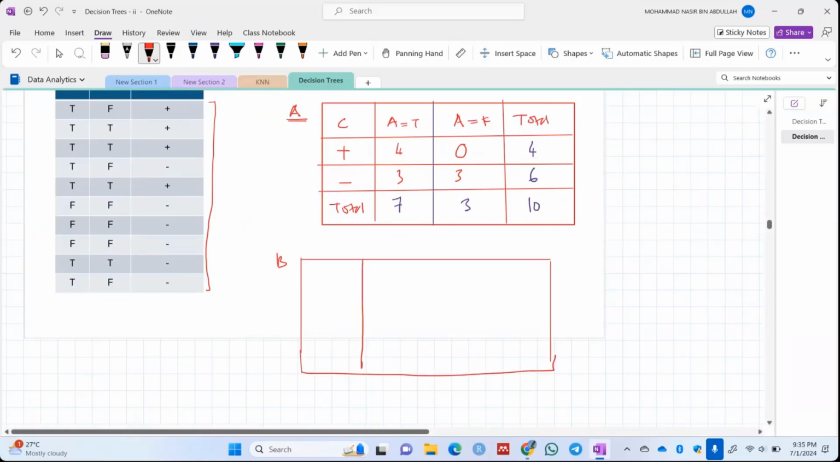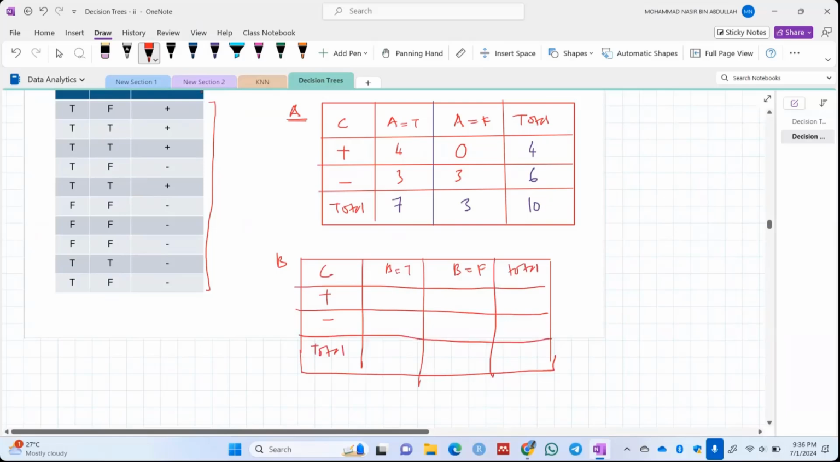So this is C plus minus total. This is B equal to true, B equal to false, and total. So you do a table properly. This is equal to 10, 4, and 6. So how many true values for B? 1, 2, 3, 4. The balance is 6. So true positive 1, 2, 3. So we have 3 and 1.